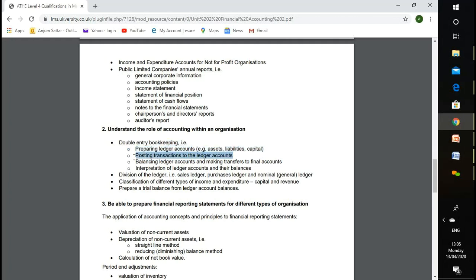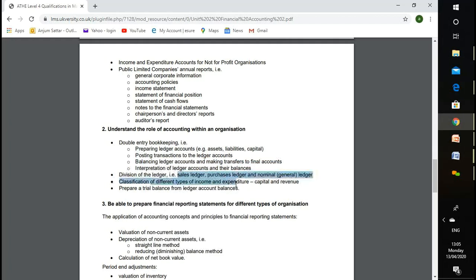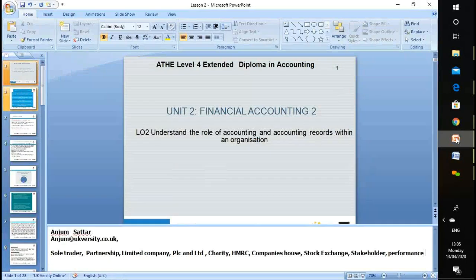Posting transactions into ledger accounts. Yes, we can post transactions into ledger accounts, and we will go through the sales ledger and purchase ledger, how we can balance our ledgers and how we can interpret the balances. We'll go through sales ledgers, purchase ledgers, nominal ledgers, and the trial balance. All of this we'll discuss during this lesson.